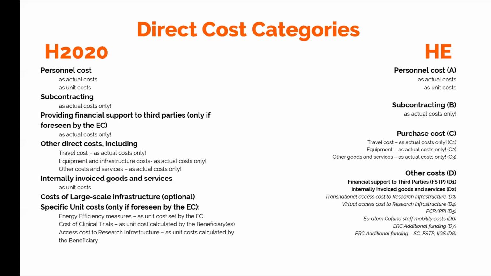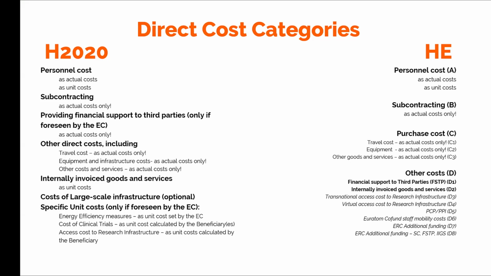Okay, so now let's see if a cost is a direct eligible cost, how could it be reported to a Horizon 2020 project or to a Horizon Europe project? Okay, and these are the cost categories. So when you have a direct eligible cost, you must classify it into one of the available cost categories.